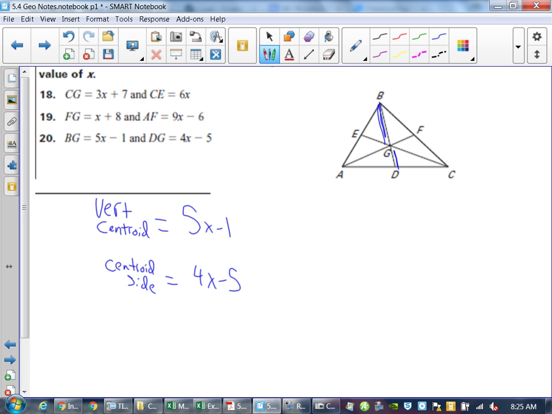So write it out. If I double my centroid to side, it'll equal vertex to centroid.